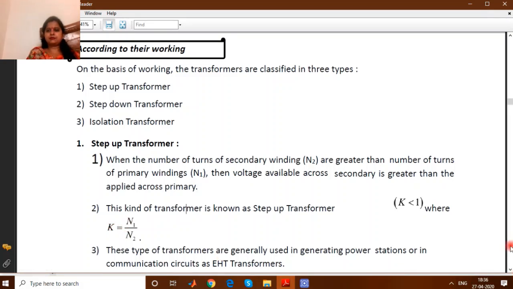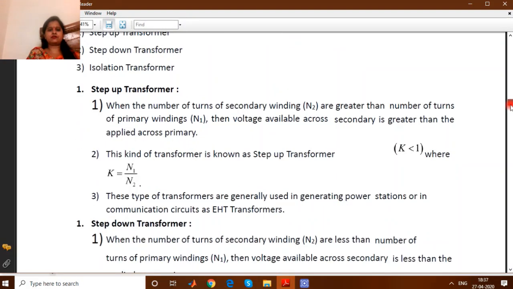So if N2 is greater than N1, then the transformation ratio, called K, is N1 upon N2. These transformers are generally used, as I have already discussed, between the generating station and the transmitting station, where there will be a step up transformer. Right? These transformers have more turns in the secondary winding as compared to the primary winding. So N1 upon N2 is K, and K will be less than 1. We know that if N2 is greater than N1, then this ratio will be less than 1. So the ratio K will be less than 1 for a step up transformer.